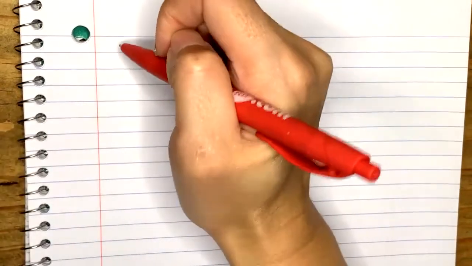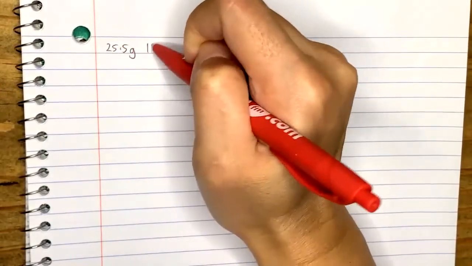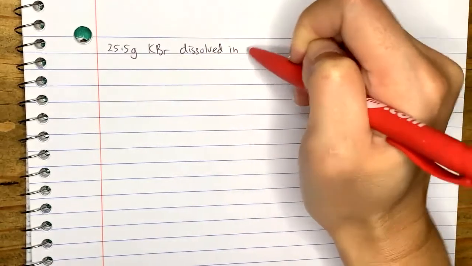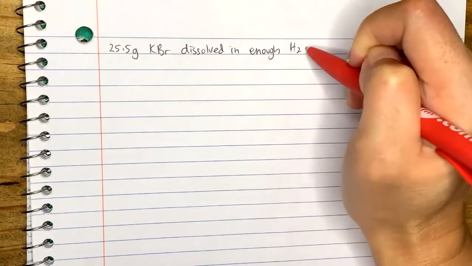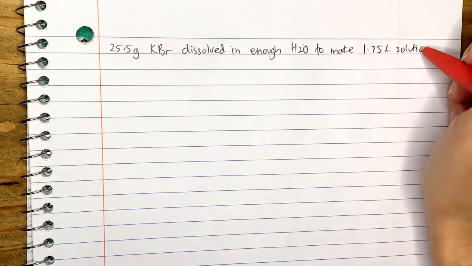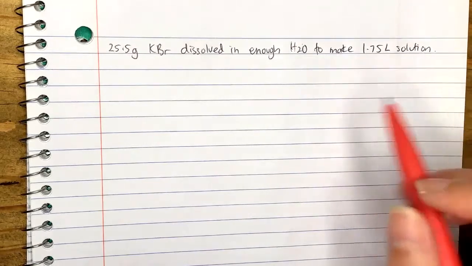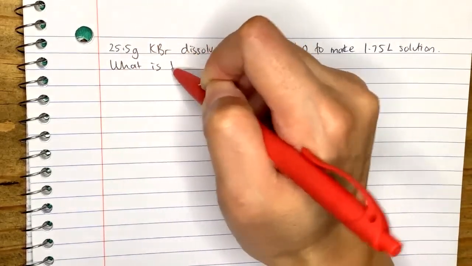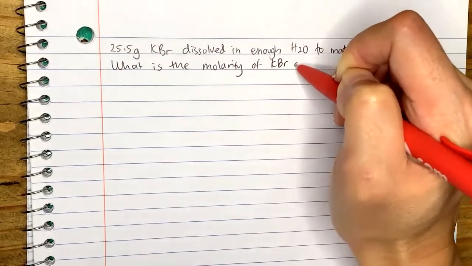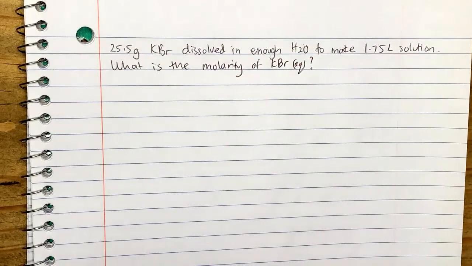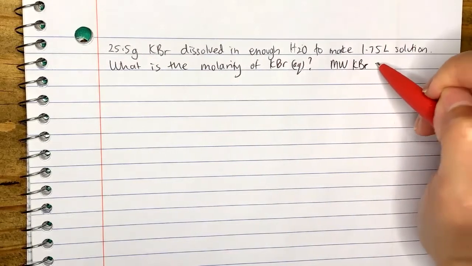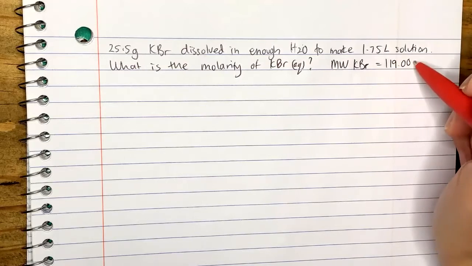Okay, first question. 25.5 grams of KBr is dissolved in enough water to make 1.75 liter of solution. Because that's the total volume of the solution here, okay? And it says, what is the molarity of the KBr solution, okay? And then you look up the molar mass of KBr from a periodic table, just add K and Br values together, and you'll get that it weighs 119.00 grams per mole.